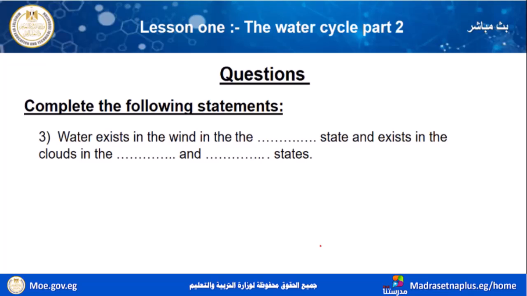Question number three. Water exists in the wind in the gaseous state and exists in the clouds in the liquid and solid states. Water exists in wind in the gaseous state and exists in clouds in liquid and solid states.